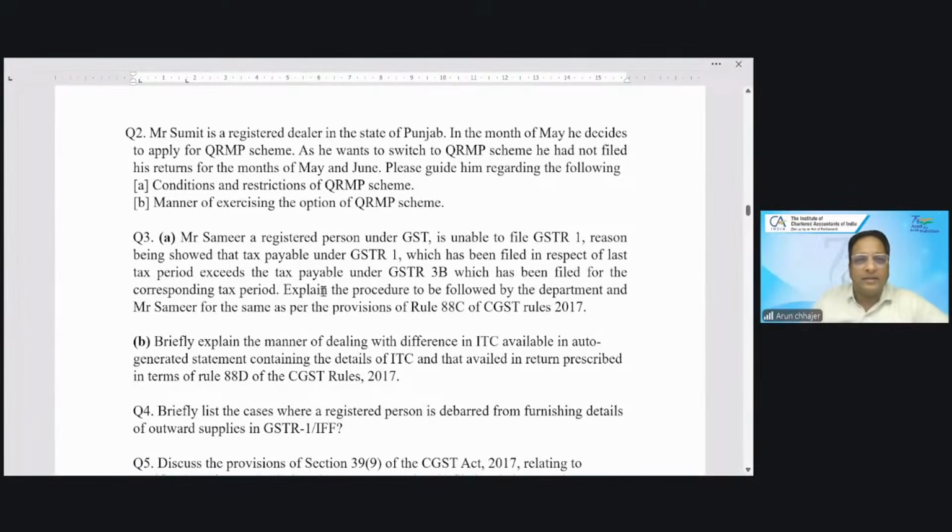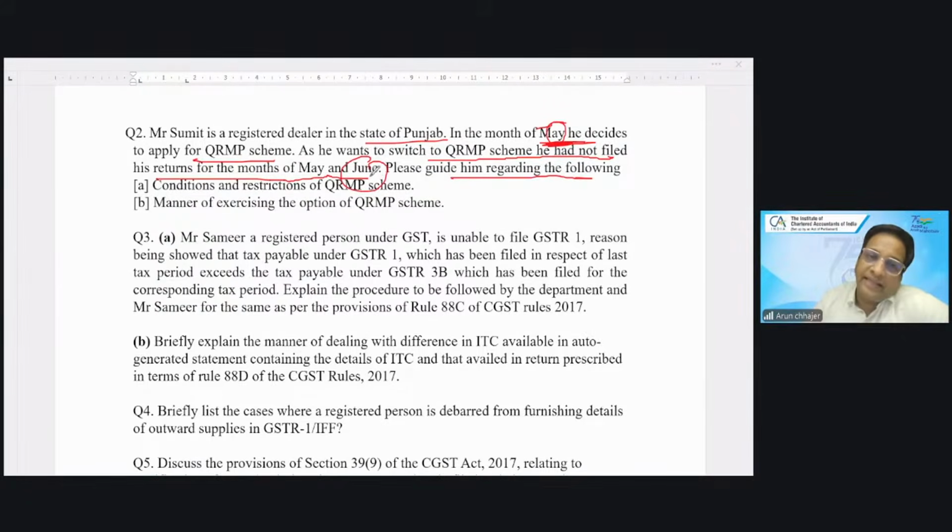Sumit is a registered dealer in the state of Punjab in the month of May. He decided to apply for QRMP as he wants to switch to QRMP. He has not filed the return for the months of May and June. Please guide him regarding the following. Can he opt for QRMP for the May month?